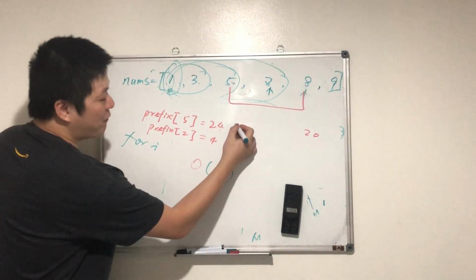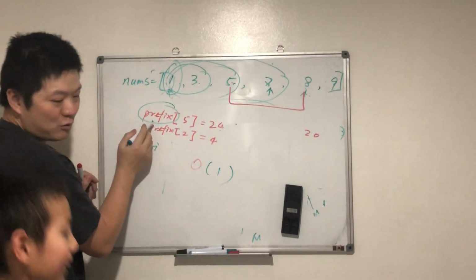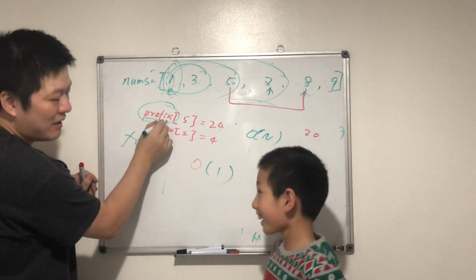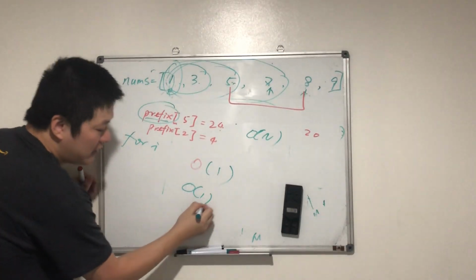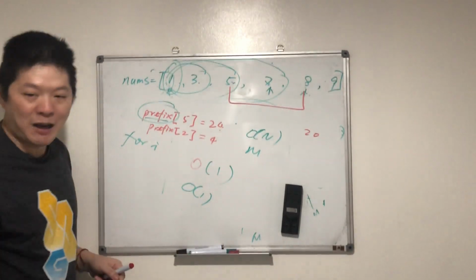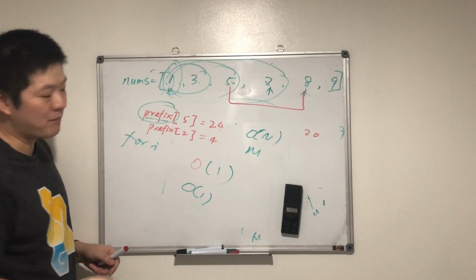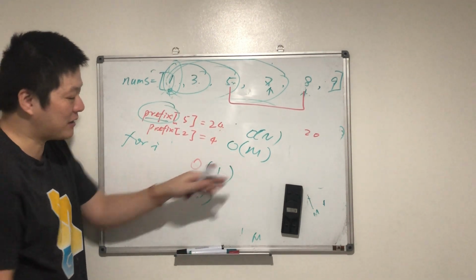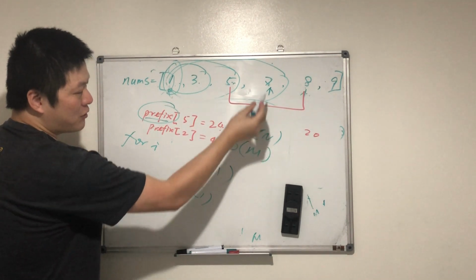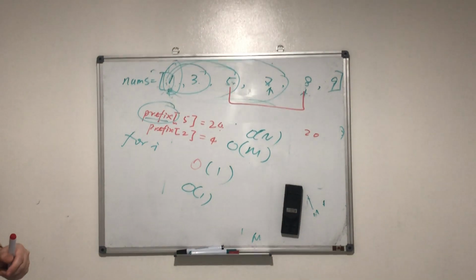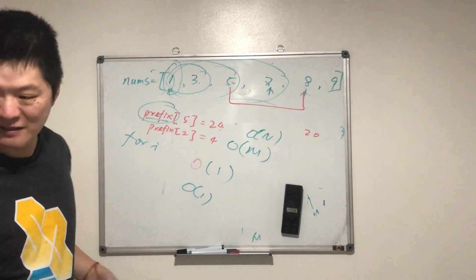We use O(n) to calculate this prefix sum, right? And then we have O(1) to calculate it. So if we have n queries, the time complexity would be just O(n), right? Yes, because of the constant time to look up these two values, right? Does it make sense? So we're improving this algorithm, yeah?